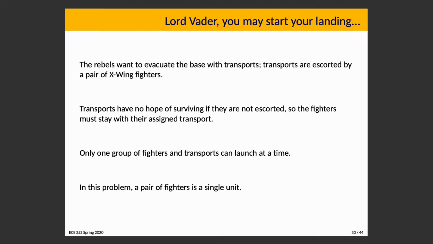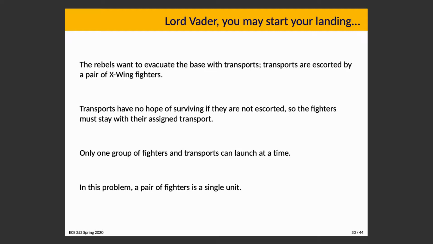Now, under normal circumstances, Central Command would tell the fighters and transports what to do and when to launch, but that option is not available due to the ongoing ground assault, which is taking up all of Central Command's attention. For this reason, transports and fighters must organize themselves to make sure that they get out. Now, only one group of fighters and transports can launch at a time, because there's only so much covering fire the ion cannon can provide.